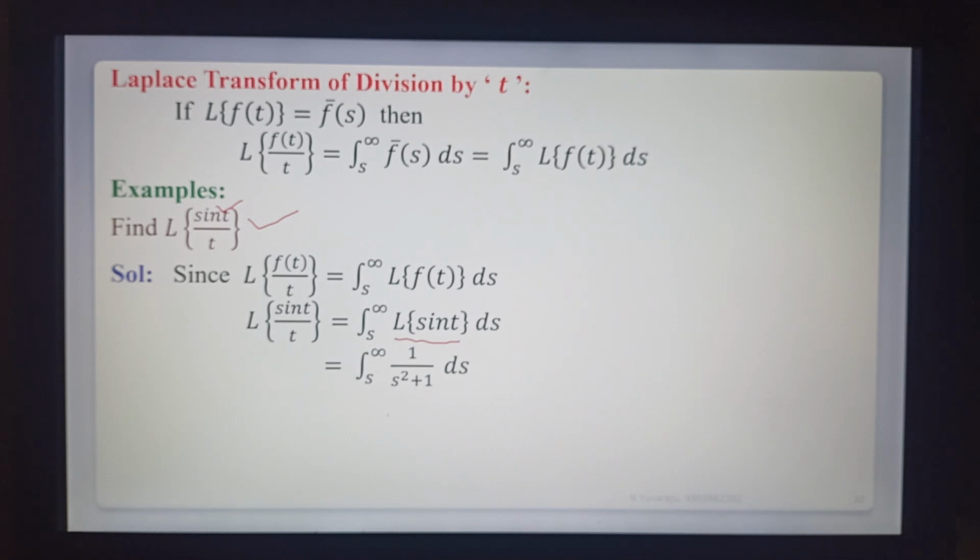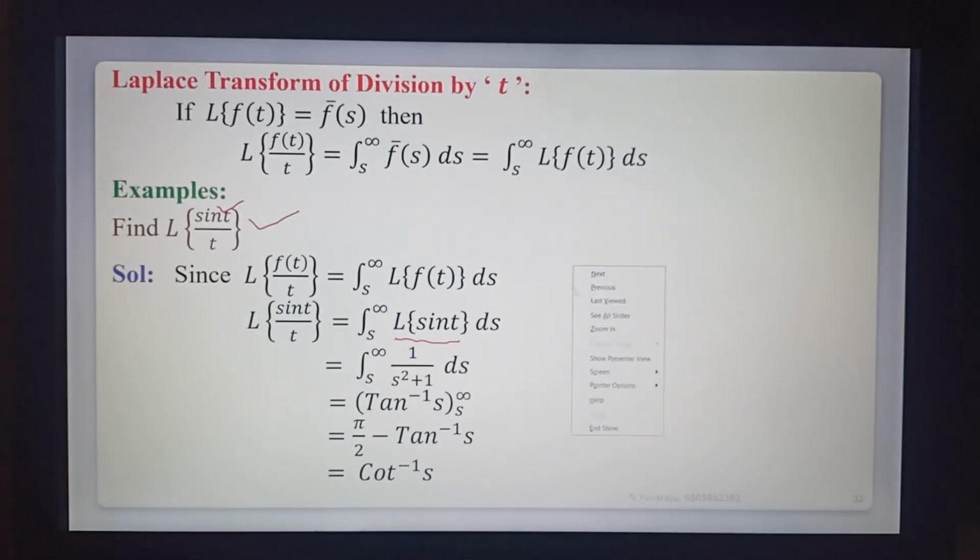Now finding L of sin t, that is equal to the integration from s to infinity of 1 by s square plus 1 ds. Now the integration of 1 by s square plus 1 is tan inverse s, from lower limit s to upper limit infinity. The upper limit, tan inverse infinity, is equal to pi by 2, minus tan inverse s at the lower limit. So this is pi by 2 minus tan inverse s, which is equal to cot inverse s. This is the required value of L of sin t by t.